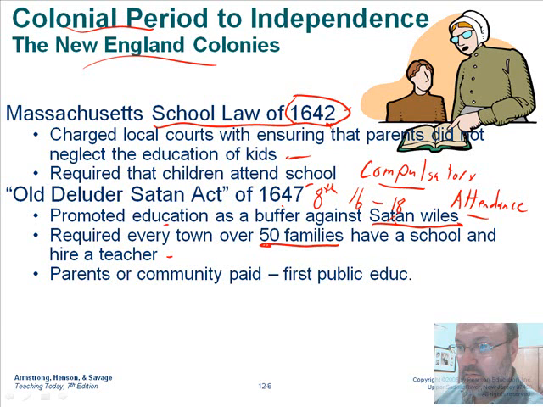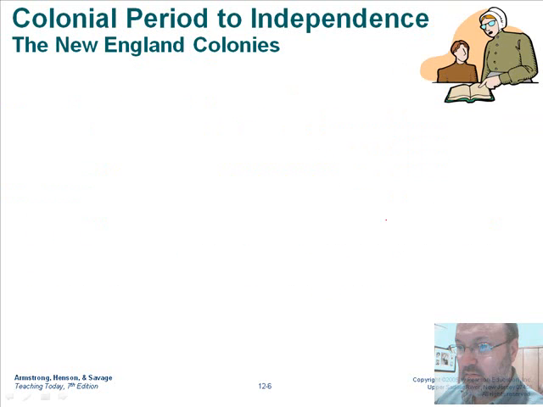If you have over 50 families in your community, you've got to remember, the country's a baby yet. We haven't even had independence. It's a baby country. It's brand new. And so to avoid Satan's influence, if you have 50 families, now you have to have a teacher. And this is parent or community paid. It was the first public education, because even though you're one of these 50 families, even if you didn't have kids of school age, you were concerned about Satan's wiles. And so they made a law. Old Deluder Satan Act. Got to have over 50 families, got to have a school. Still in the colonial period, New England.